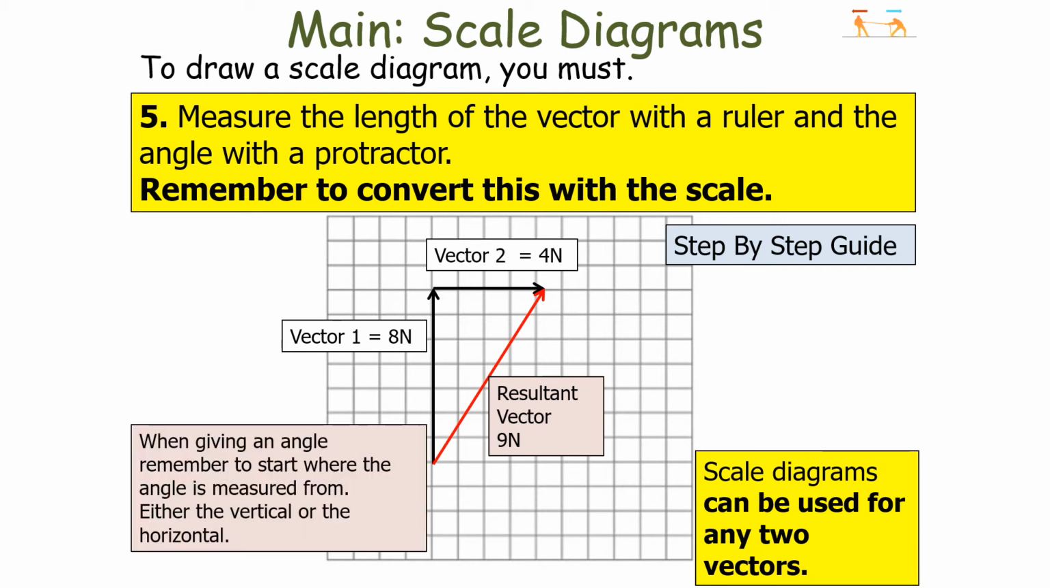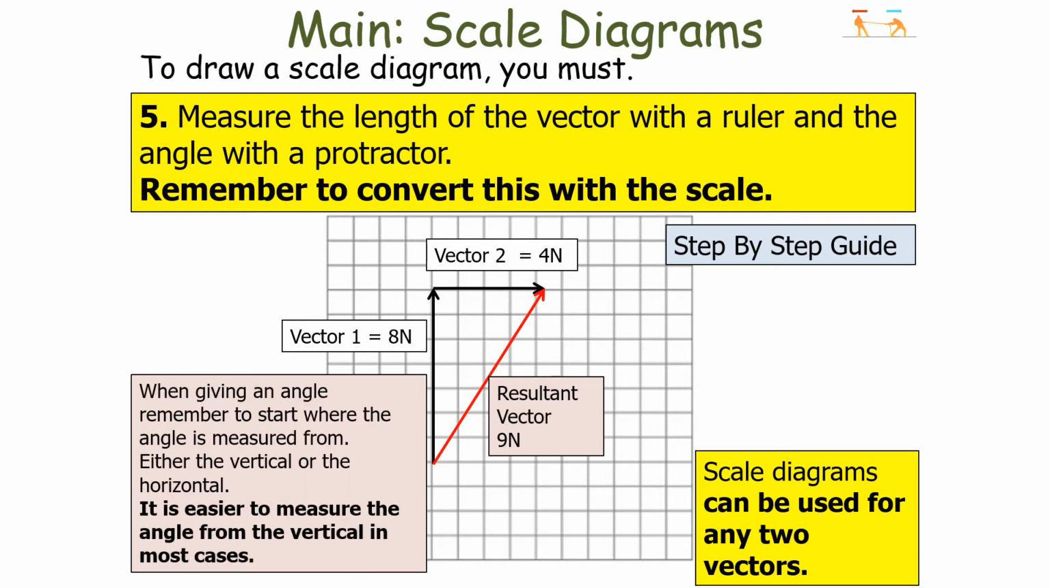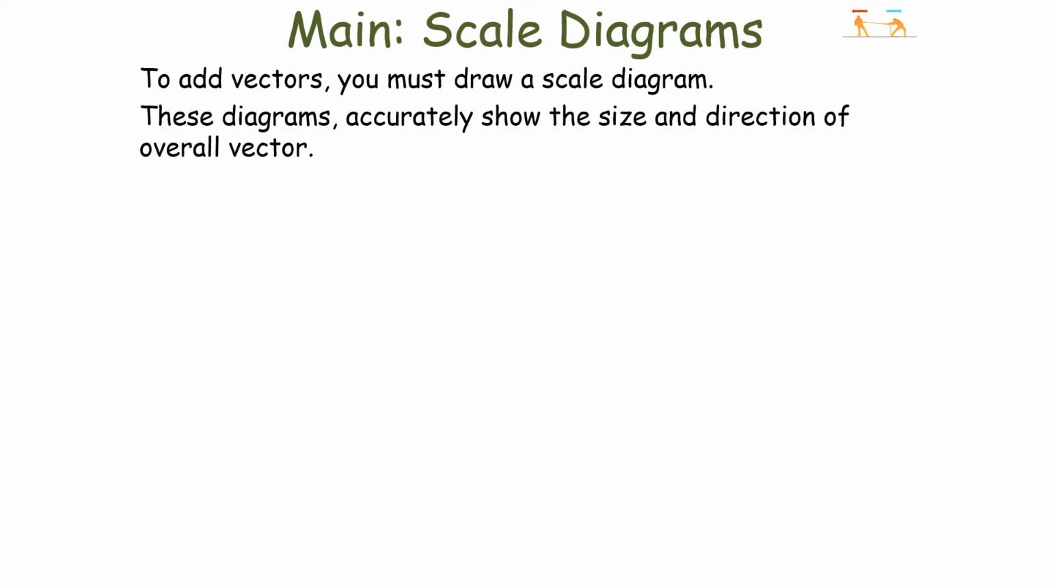Now remember, when you give an angle which you've measured with your protractor, you've got to say where you started to measure the angle from, either the vertical or the horizontal. Now in most cases, it's easier to measure the angle from the vertical as opposed to from the horizontal. So to add vectors, you've got to draw a scale diagram.